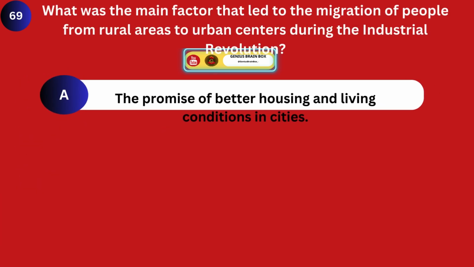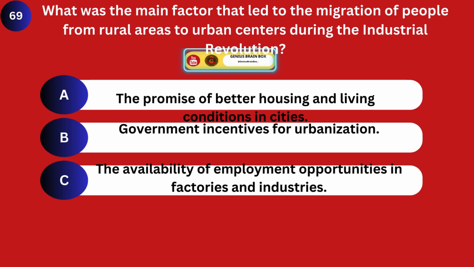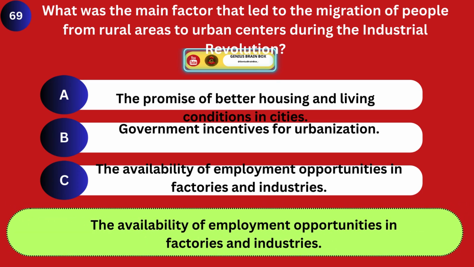What was the main factor that led to the migration of people from rural areas to urban centers during the Industrial Revolution? Option A. The promise of better housing and living conditions in cities. Option B. Government incentives for urbanization. Option C. The availability of employment opportunities in factories and industries. Correct answer is: the availability of employment opportunities in factories and industries.